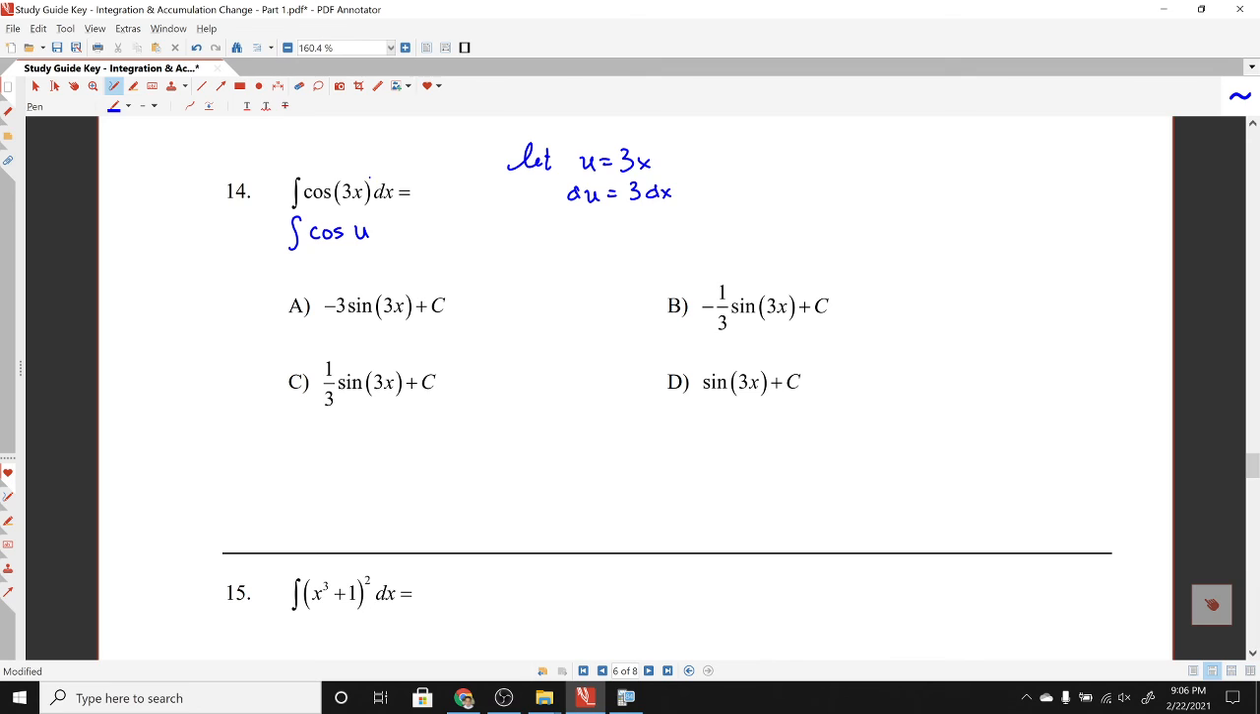The problem is I don't have du here, I don't have this 3. So what we can do is we can introduce a factor of 3 inside as long as we balance it with a 1/3 on the outside. So now I have my du, and the integral of the cosine of u is the sine of u plus c. Go back and substitute in. My u is 3x, so I get 1/3 times the sine of 3x plus c.